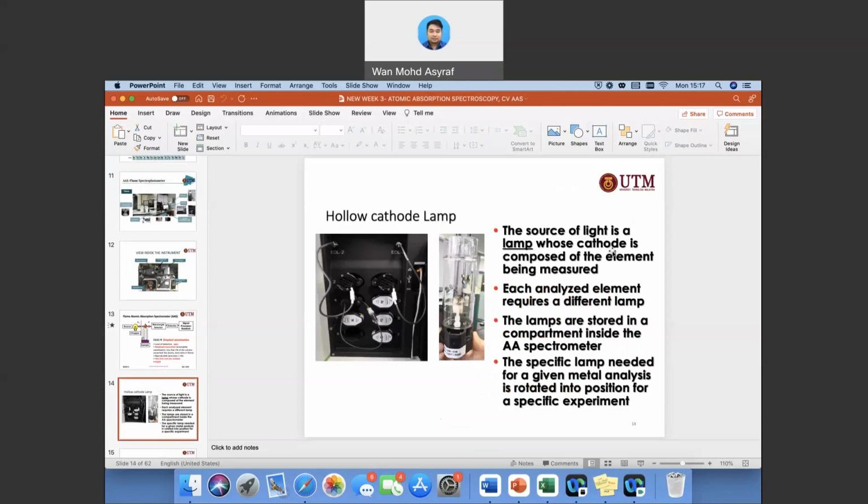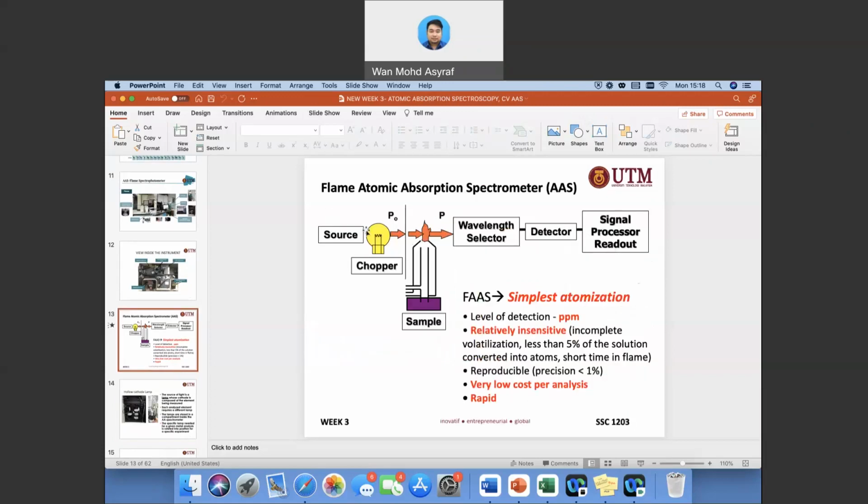Now we are going to look at the light source, which is a hollow cathode lamp. Why is it called a hollow cathode lamp? The source of light is a lamp whose cathode is composed of the element being measured. This is the light source for flame atomic absorption spectroscopy.